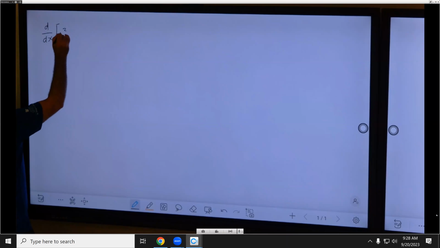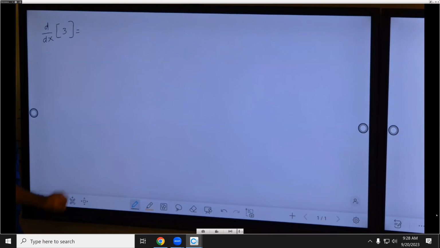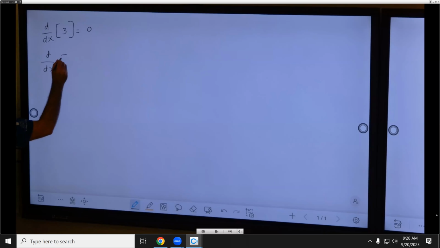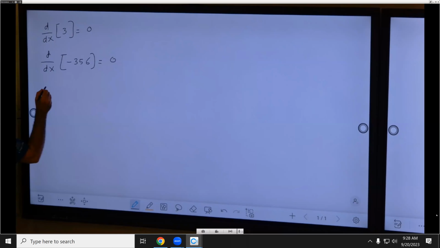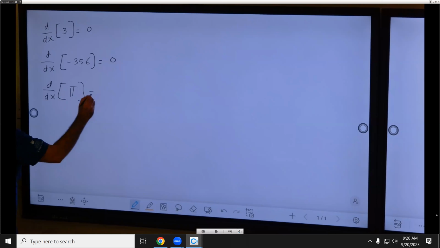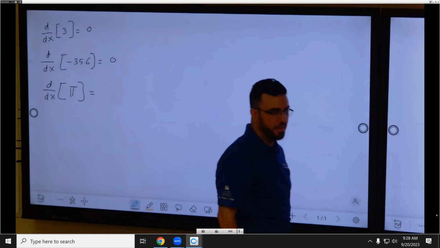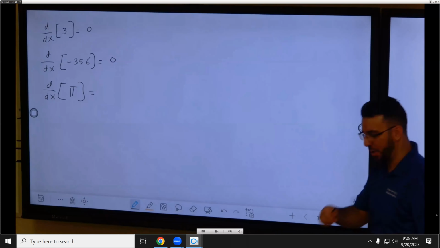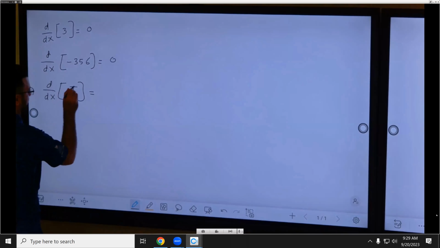You have more than one option. Let's try to do some examples. These are not from the notes. So the first thing, we need to find the derivative of 3. It's going to be what? The derivative of 3 is going to be 0. It's a constant. The derivative of negative 356 is going to be what? 0. So constant. The derivative of pi is going to be what? Also zero. It's a constant, 3.14, whatever, right? That's going to be zero.